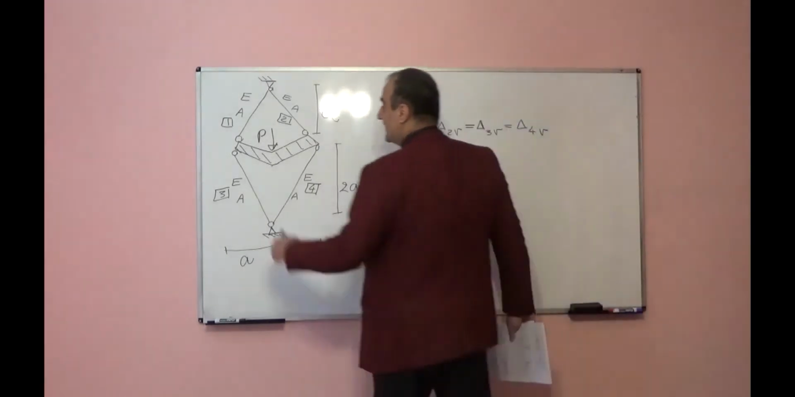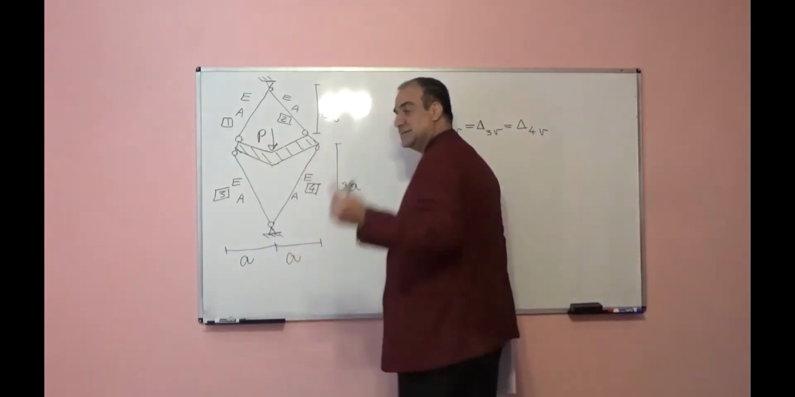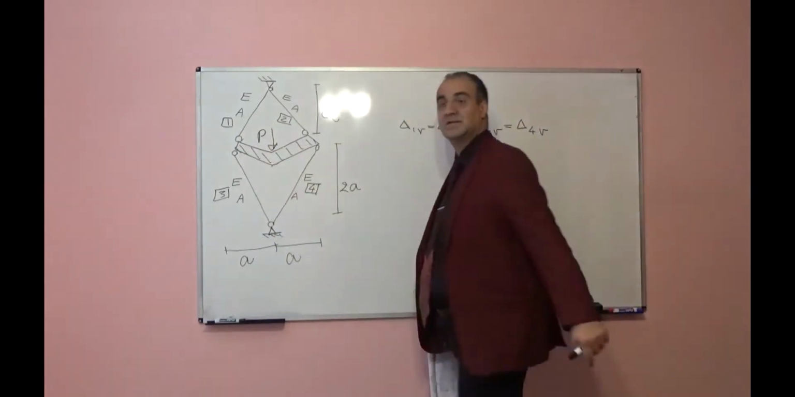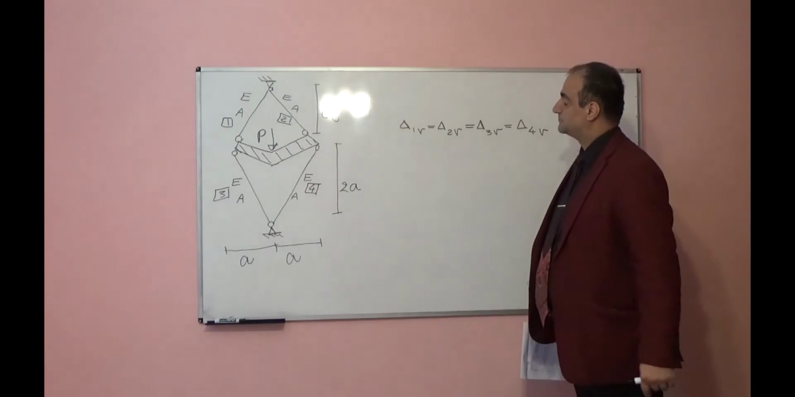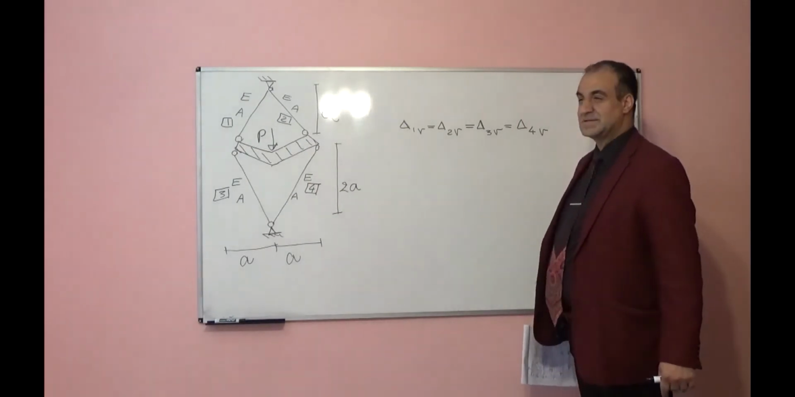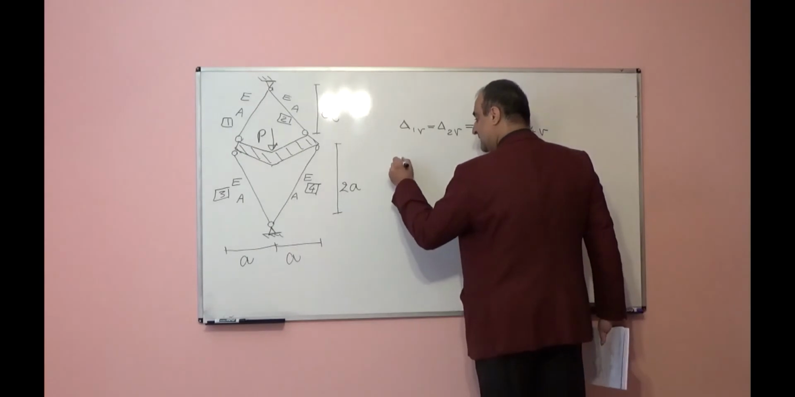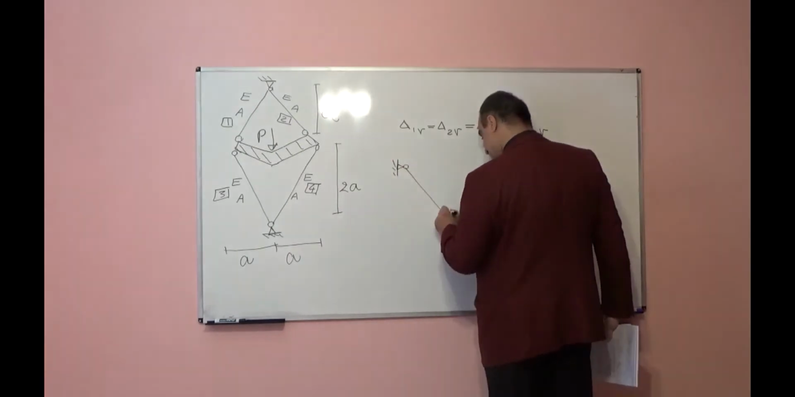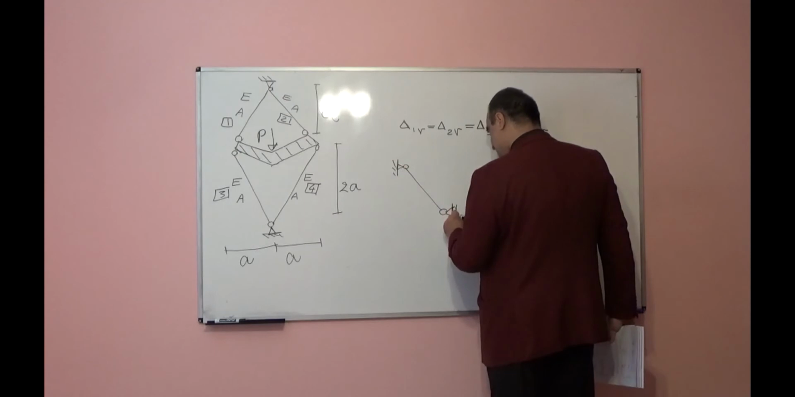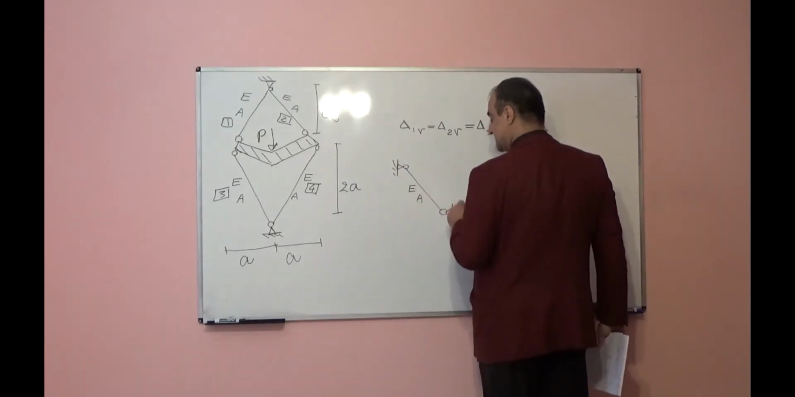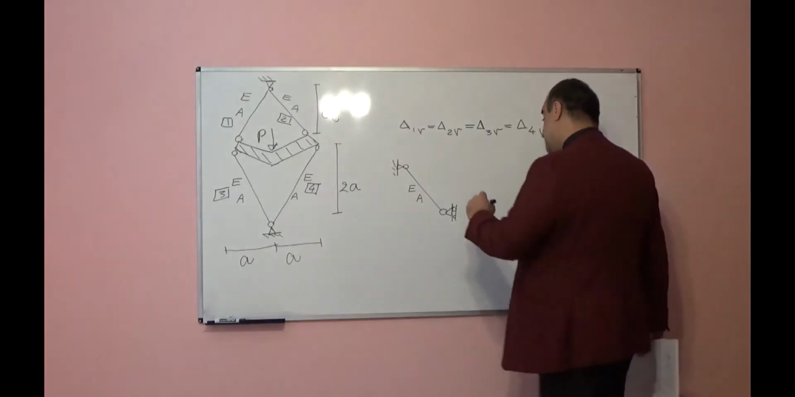This means if I assume each one as one spring, these springs are in parallel. So let's see what is the stiffness of each one. If I have an inclined rod, I proved this before. If I have an inclined rod, Young's modulus is E, cross-sectional area is A.